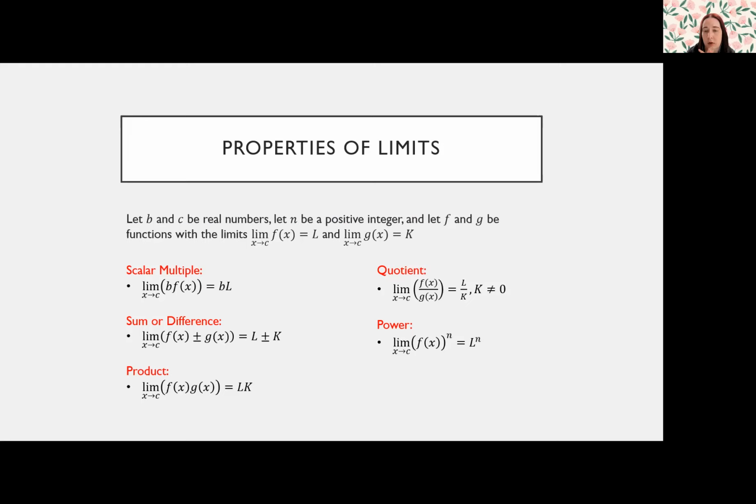The product property is that if you've got functions that are multiplied together, you can find the limit of each factor and then multiply them. So instead of finding the limit of the whole thing, you can find the limit of the individual parts and multiply them together. Quotient is similar, but with division. That one is handy with rational functions. If you have a rational function, you can find the limit of the top, the limit of the bottom, and then divide your answers. And then we've got power, which is if you have some function to an exponent, you find the limit of whatever's inside, and then you take that exponent on your answer.